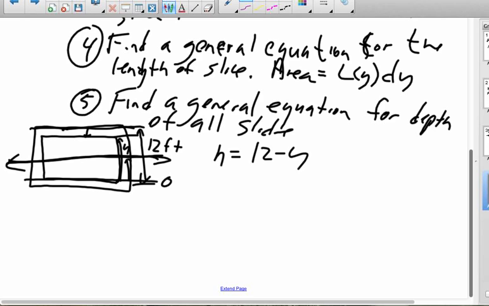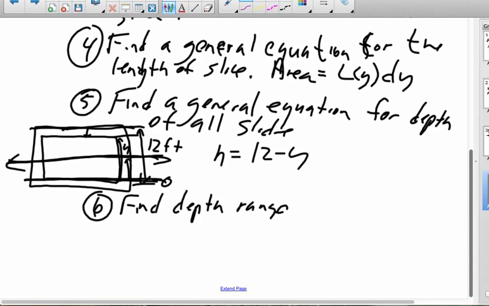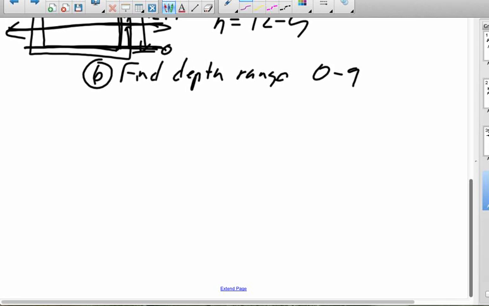All right, now, at this point, believe it or not, you've done most of the hard work. Now you need to find your depth ranges. And we arbitrarily set this to be 0, and then since this was 12 feet, we knew this was 3 feet. Our depth range in this case was 0 to 9 feet. Okay, now we're ready to actually, believe it or not, do some calculus.